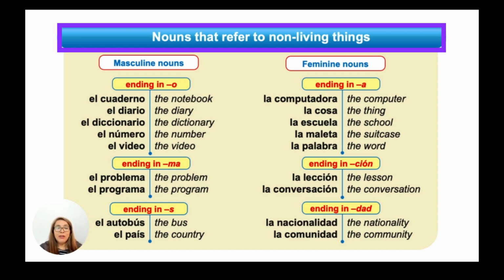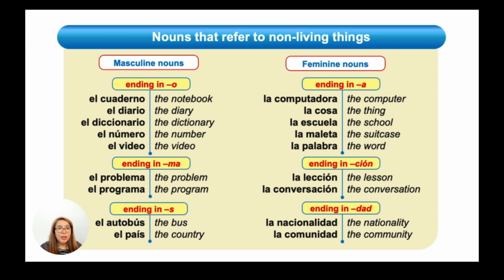So nouns that refer to non-living things. So anything like the mobile phone, a pen, has a gender. Let's look at the endings again. How can we tell if it's masculine? Generally speaking, if it ends in O, ma, or an S, it's masculine. If it ends in an a, sión, dad, or tud, which is not shown on the slide, it's feminine, generally.